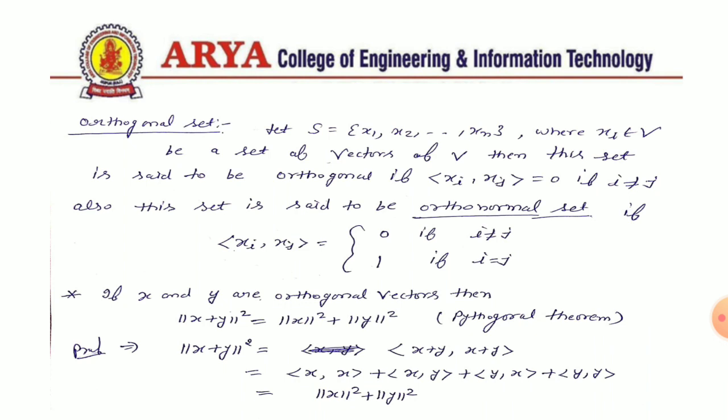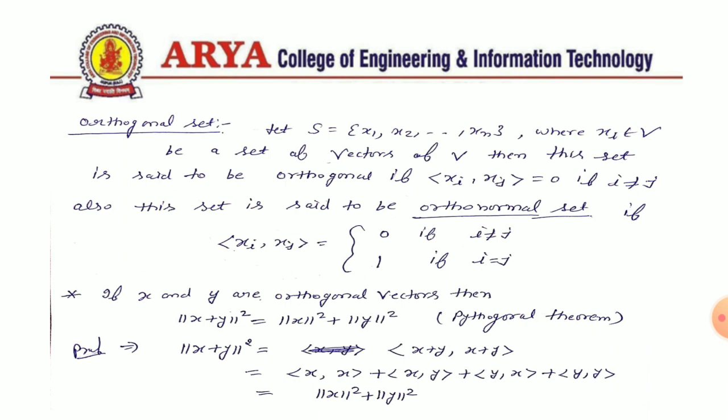Also this set is said to be an orthonormal set if inner product of xi and xj equals 0 if i not equals j, and this will be 1 if i equals j. If this condition holds, then this set is said to be an orthonormal set. Otherwise, if the inner product of any two vectors of it equals 0, then this set is said to be an orthogonal set. So in this way we can define the orthogonality and orthonormality of a set.